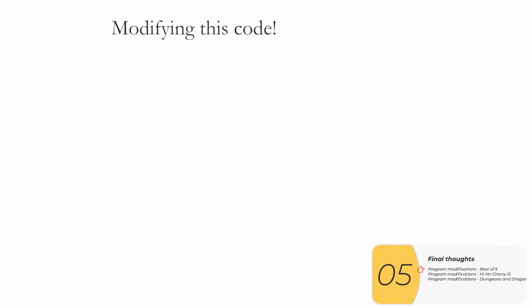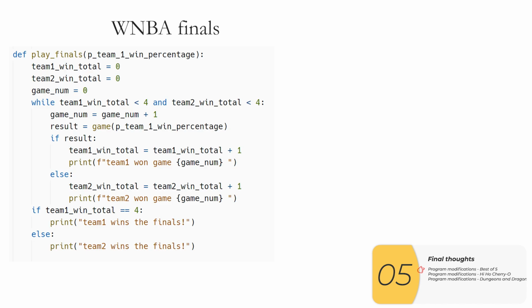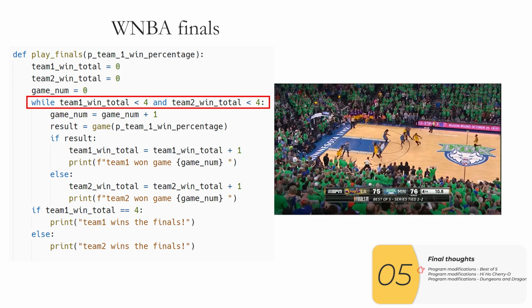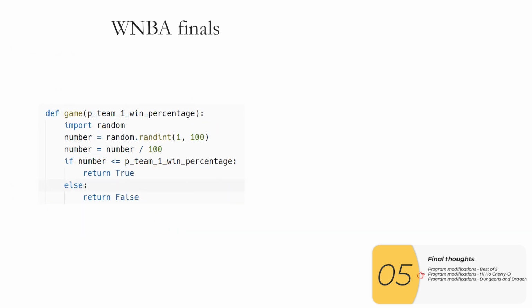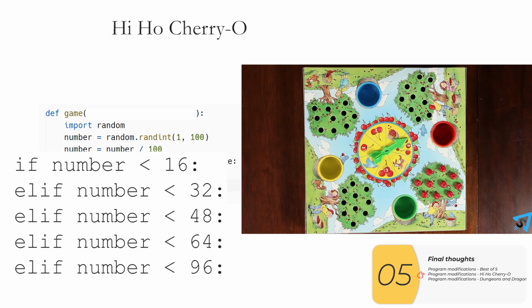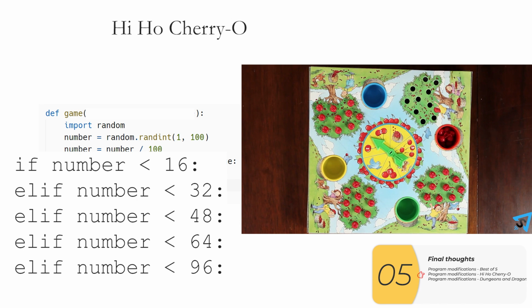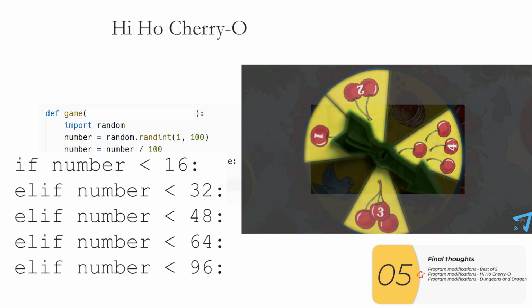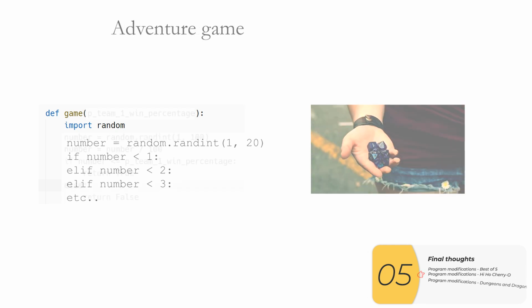Finally, I want to talk a little bit about how you can modify this program to write other potential APCSP create tasks. Now, you aren't allowed to use the exact same code, but this code could easily be modified to simulate a WNBA finals, which is a best of 5. You could also use the game function and modify this to write any game that uses spinners, for instance, Hi Ho Cherry-O, by getting rid of the parameter and changing this if to a whole bunch of if, elif, elif, elifs, where the random number is kind of like the randomness of the spinner. Or you could use the same concept to make an adventure game. That would be the same thing.